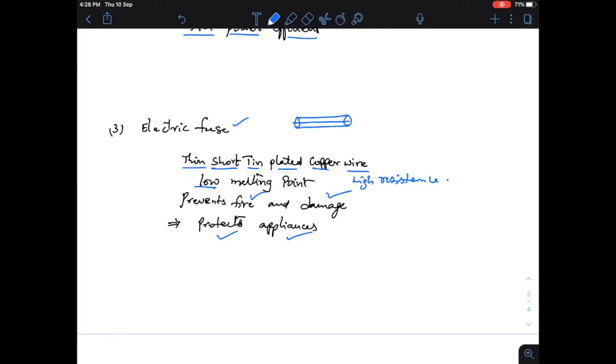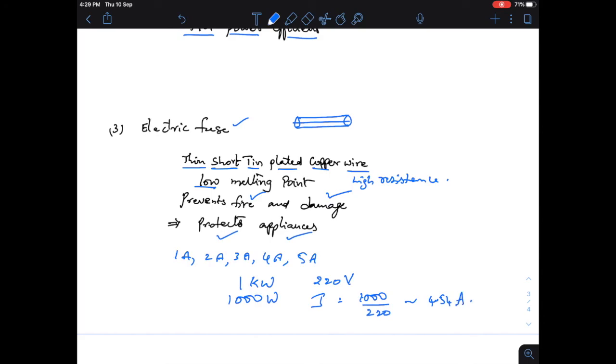These are generally rated as 1 ampere, 2 ampere. So depending on our requirement, we usually use different ratings. For example, if an electric iron consumes 1 kilowatt power when operated at 220 volts, 1 kilowatt means 1000 watts. A current of 1000 by 220 is required, which is approximately 4.54 amperes will flow. Therefore, we prefer a 5 ampere fuse in this situation.